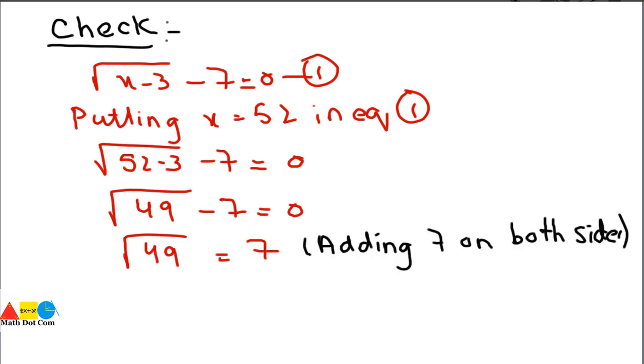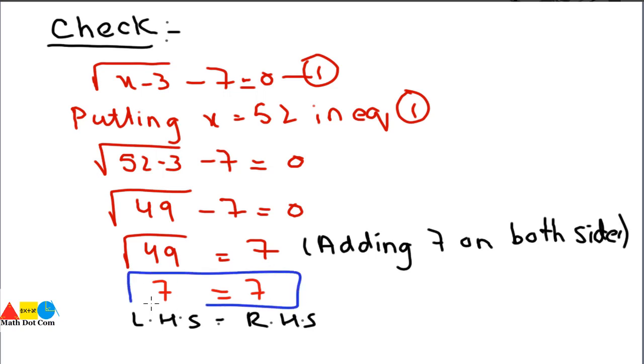Okay, now taking the square root of 49, we will get 7, that is equal to 7. This means left hand side is equal to right hand side. So this is how we can prove whether the solution of the given equation is right or wrong. So we have proved that x equals 52 is the solution of the given radical equation.